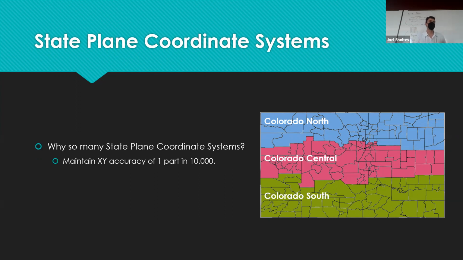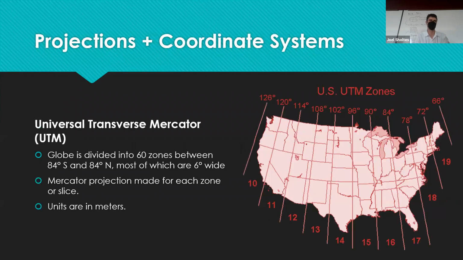So the idea for the state plane coordinate systems is we want to maintain XY accuracy of 1 part in 10,000. And so that means over, say, 10,000 feet, we want it to be accurate within plus or minus 1 foot, and that's in the X and Y direction. So that's the standard here, and you can decide based on data quality needs if that's appropriate or not.